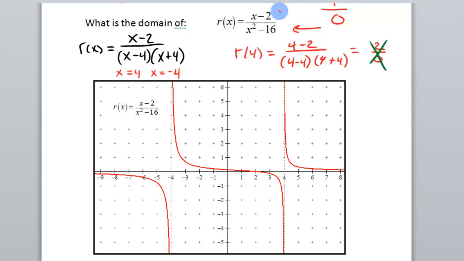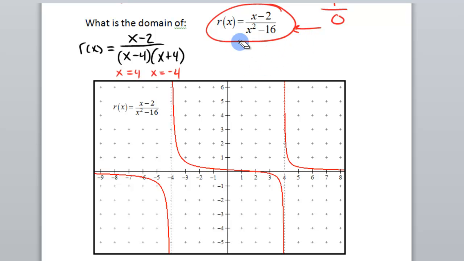So by looking at the function here, you can immediately say, oh, I can't have numbers go into this function that make the denominator 0. So I factor it, see the two numbers, and then I can write the answer. So the domain, written out like this, would be all real numbers, but x cannot equal negative 4 or positive 4. Or, in set notation, all x such that x does not equal negative 4 or positive 4.